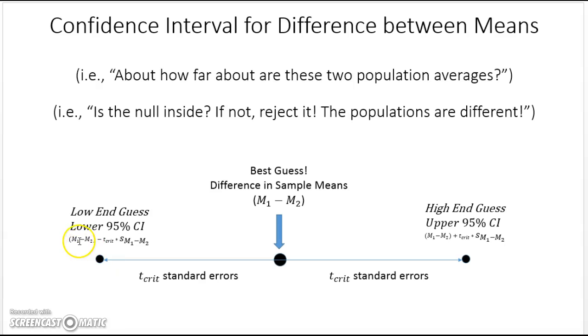Notice that we do exactly the same thing that we did before. We take our best guess and minus t-crit standard errors, and then we take our best guess and add t-crit standard errors. So we go t-crit standard errors in both directions. Again, what's the t-crit? It's in that t-distribution based on whatever confidence level we choose, 95%, 90%, 99%. That's something that we can look up to find what that confidence level associates with in terms of the t-distribution.